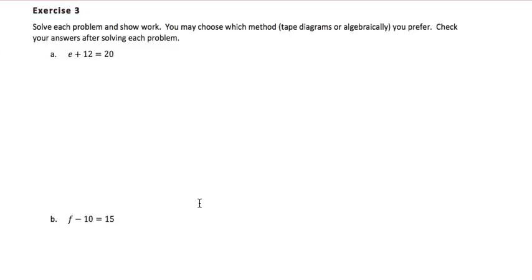Exercise 3, we're asked to solve each problem and show our work. And we can choose which method, tape diagram or algebraically, that we prefer. Remember to check our answers after we solve each problem. So I will solve them algebraically. But you are certainly welcome to draw your own tape diagrams.